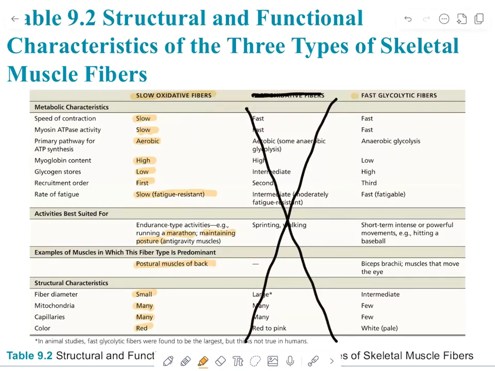Whereas the rabbit, the hare, would have fast glycolytic fibers. It has a very fast speed of contraction, fast speed of myosin ATPases, but it produces ATP anaerobically. So there's a low amount of myoglobin, high glycogen stores, gets recruited last, and fatigues very quickly. So it would be for short, powerful movements like hitting a baseball. So examples of this would be biceps or muscles that move the eye. The fiber diameter is intermediate. It has very few mitochondria because it's an anaerobic muscle fiber. It has few capillaries and its color is white or pale.